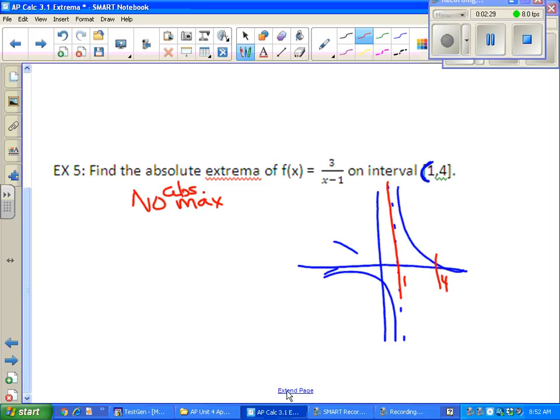Would there be an absolute minimum? Where do you think it's going to be? Wherever it touches at 4. Calculate it for me. So where is the absolute min? At over 4 and up 1. Because if we put in 4 minus 1 is 3, and 3 over 3 would be 1. So I know there is no absolute max, but there is an absolute min.